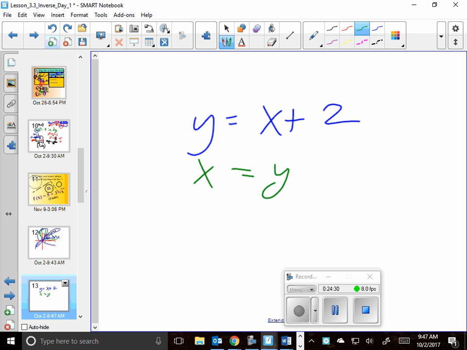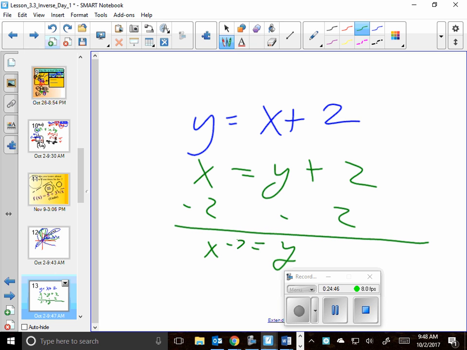X equals y plus 2. What just happened? I switched x and y. Now, could I solve that for y by subtracting 2 and get y alone? Y is equal to x minus 2.